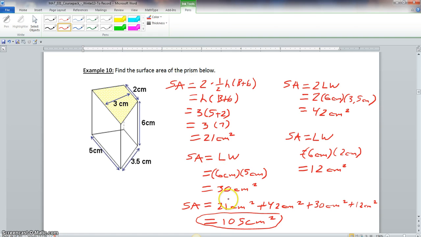Now we have done all of the sides. So now we can add all of them together. We did all the surface areas of all the sides, so now we add them together. We have 21 plus 42 plus 30 plus 12, and that gives us 105 centimeters squared.